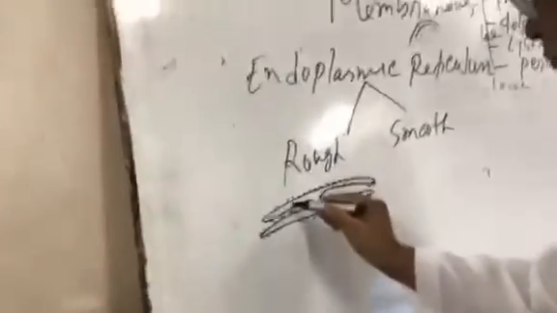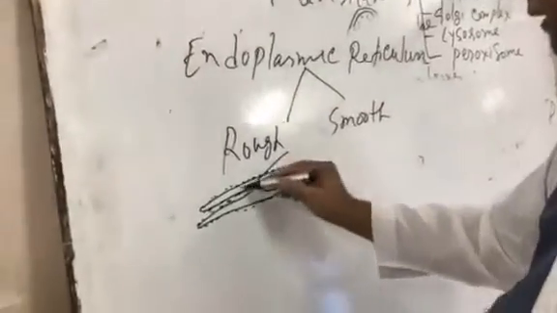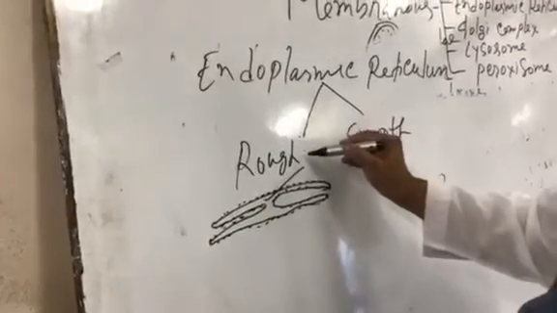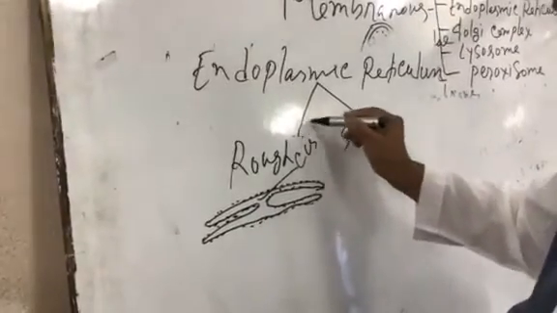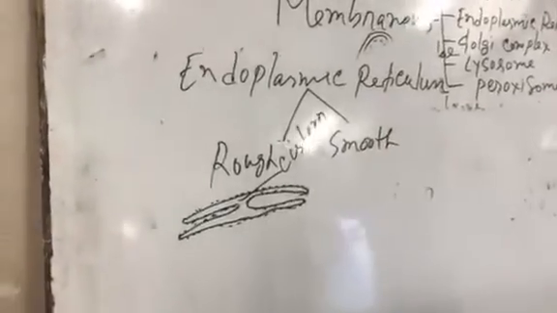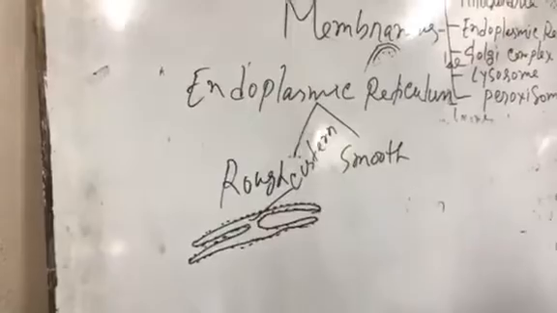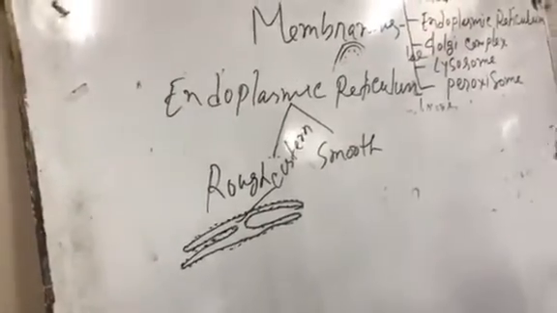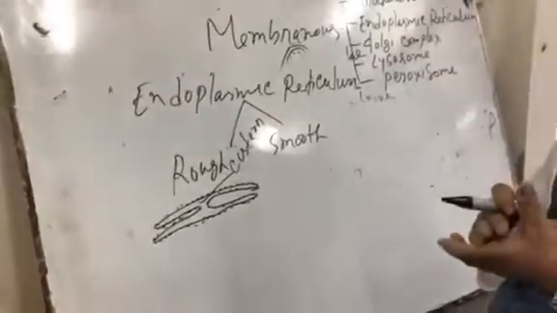And this area, the empty area, is called the tube-like cisterna. The function of rough endoplasmic reticulum is synthesis of protein.